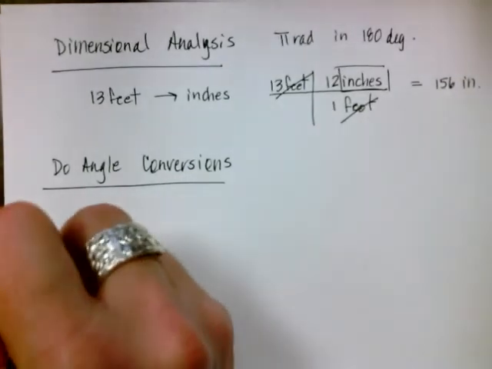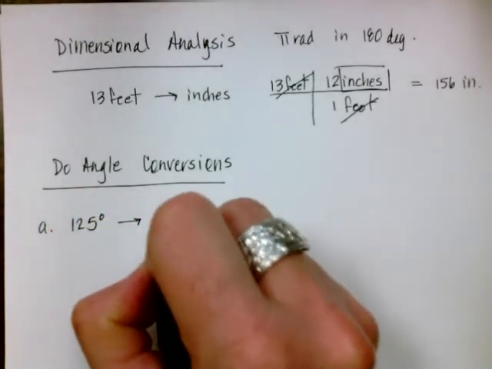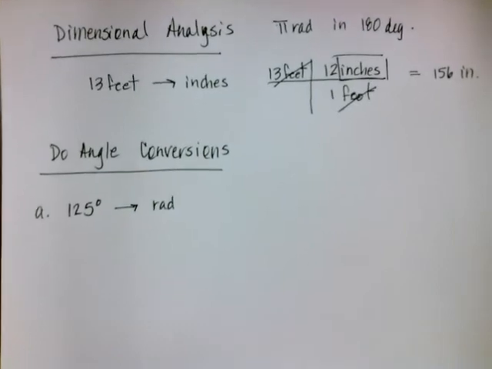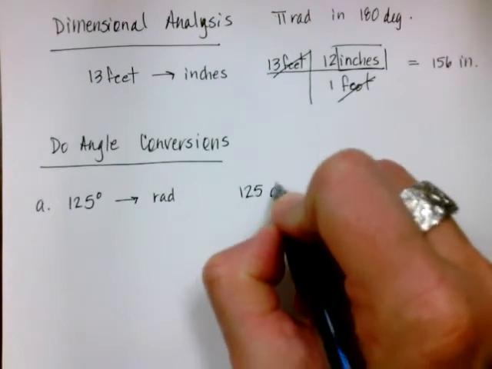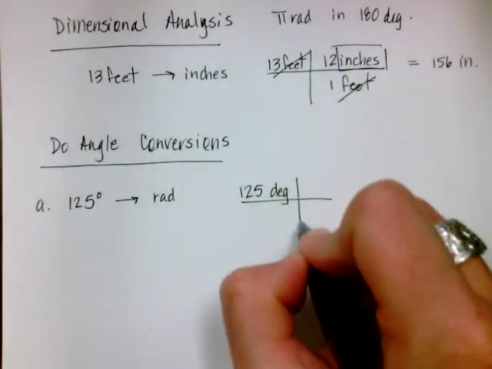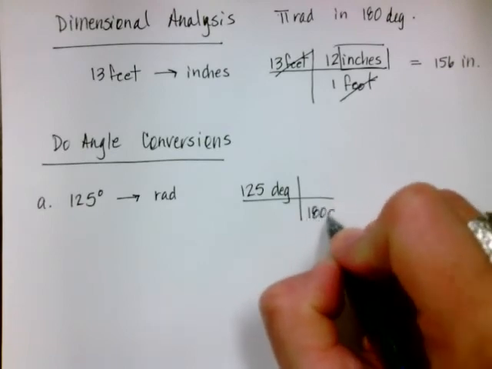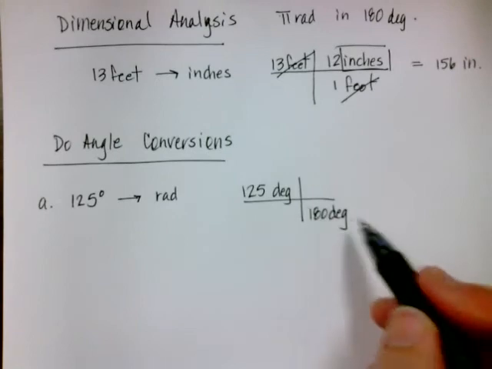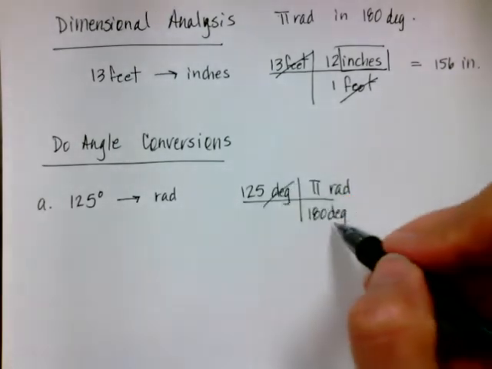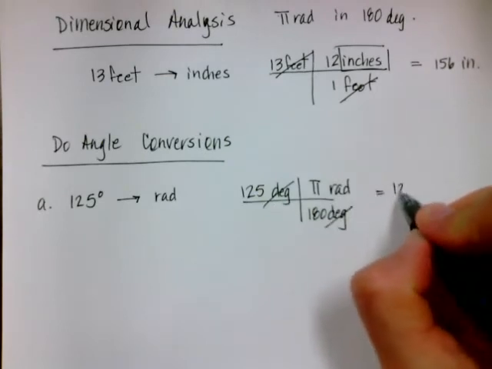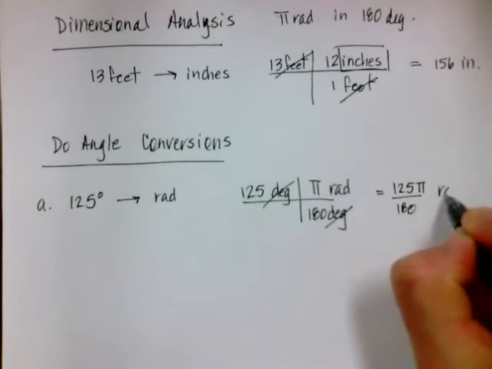Okay, so our first problem, I want to have 125 degrees, and I want to convert it to radians. I will do all of my problems exactly the same way, because I don't like to remember anything that I don't have to. So I'm going to write 125 degrees. I'm going to draw my little table, and I know that there are 180 degrees. Notice I put it on the bottom because I need the degrees to cancel in pi radians. The degrees cancel, and so now I'm left with 125 pi over 180 radians.